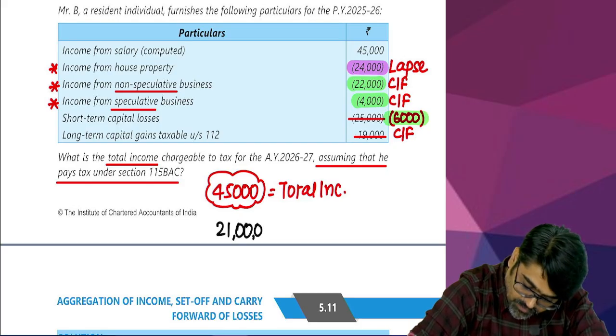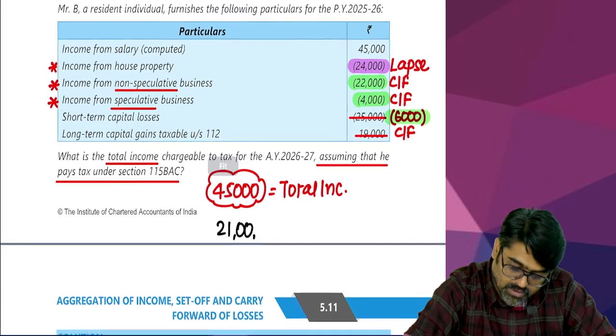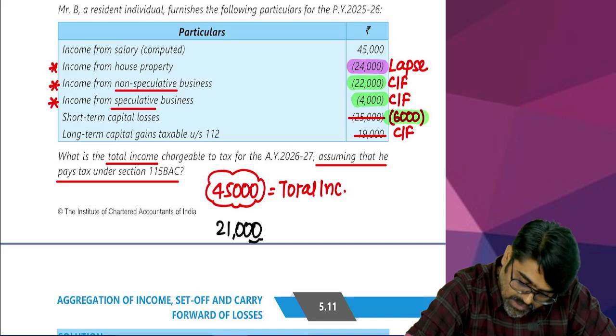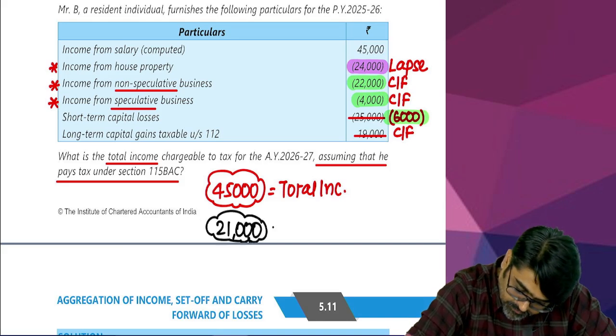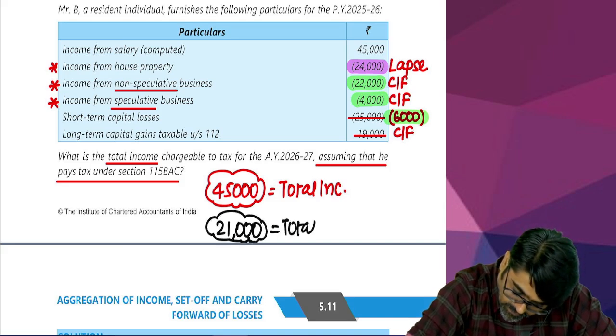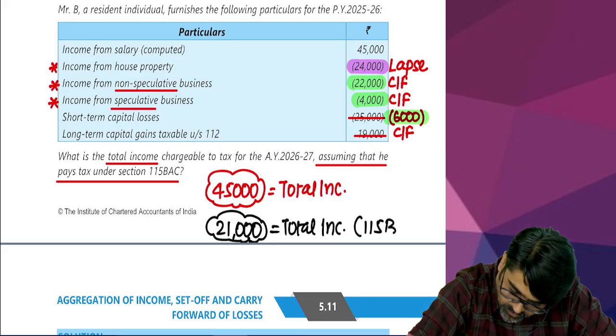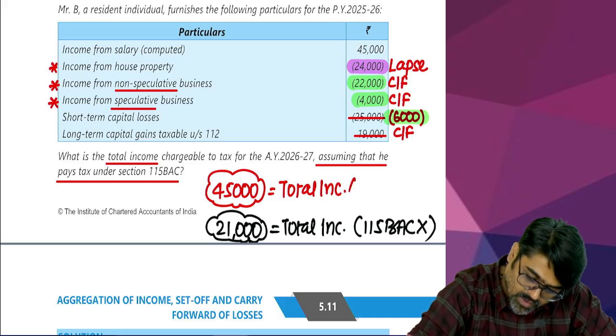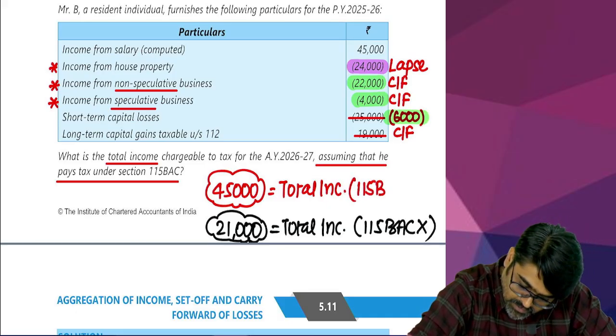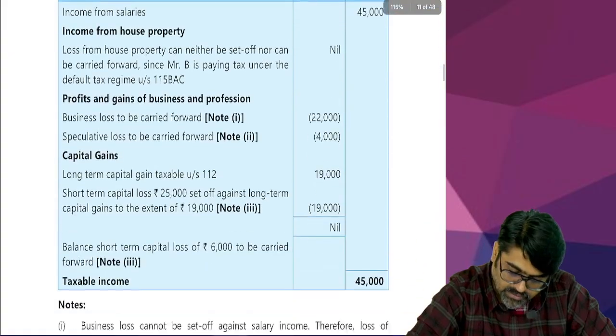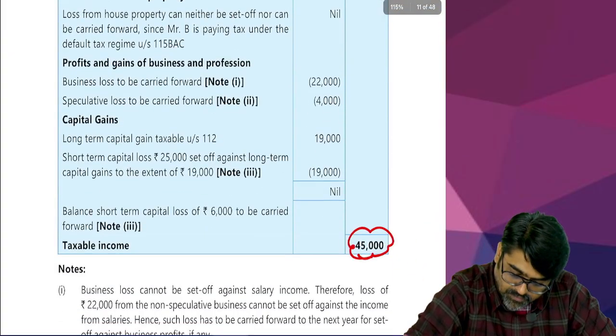21,000. That would have been your total income. Yes or no? So that would have been your total income if the assessee would have been shifted out. Okay, but if the assessee is not shifting out, then his total income will be 45,000. Done, sir? See, can you see 45,000?